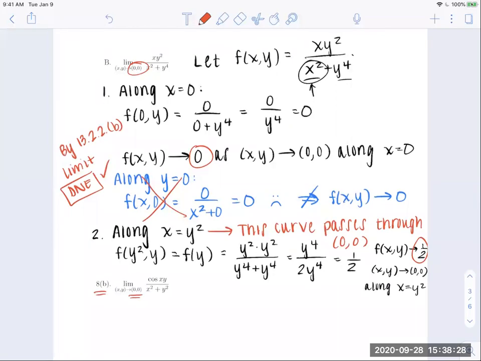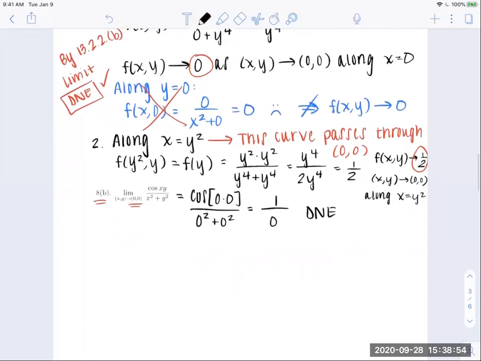At this particular problem, we can actually evaluate this directly. So if we just plug in our limiting points, we have cosine of 0 times 0 all over 0 squared plus 0 squared. So cosine of 0 is 1, and on bottom we have 0, and this is enough to say that this limit does not exist.